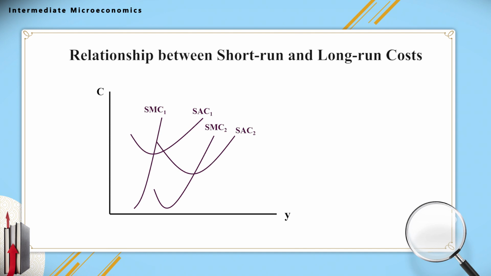As shown in the figure, when the output level is Y1, scale 1 corresponding to the short-run average cost curve AC1 is optimal. According to this scale, we will find the average cost and marginal cost at Y1. When the output level is Y2, scale 2 corresponding to the short-run average cost curve AC2 is optimal. And according to scale 2, we find the average cost and marginal cost at the output Y2.